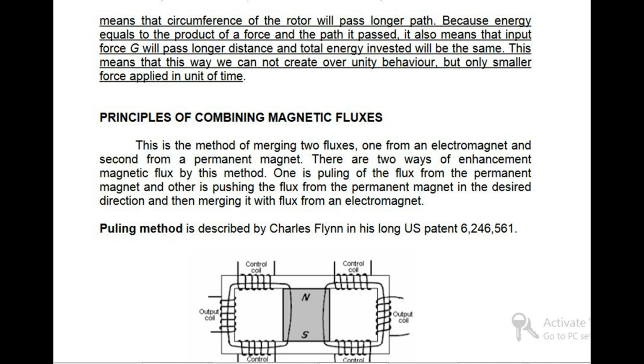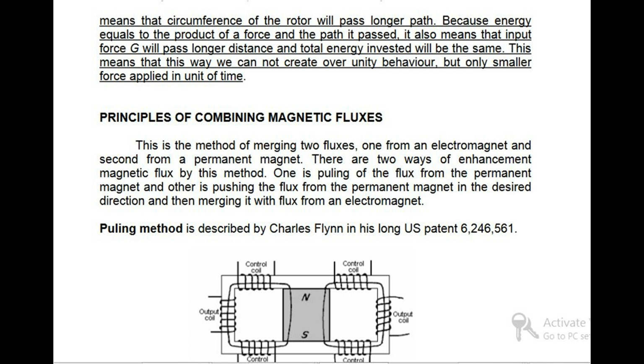Principles of combining magnetic fluxes. This is the method of merging two fluxes, one from an electromagnet and a second from a permanent magnet. There are two ways of enhancing magnetic flux by this method. One is pulling the flux from the permanent magnet, and the other is pushing the flux from the permanent magnet in the desired direction and then merging it with flux from an electromagnet.